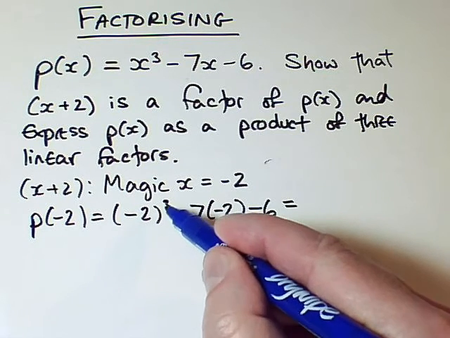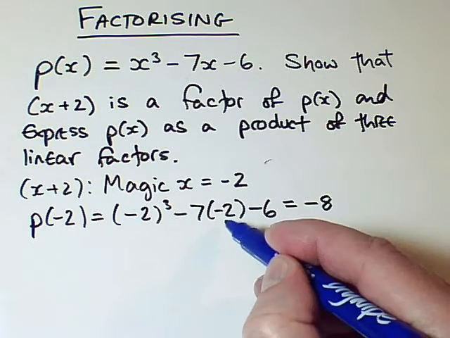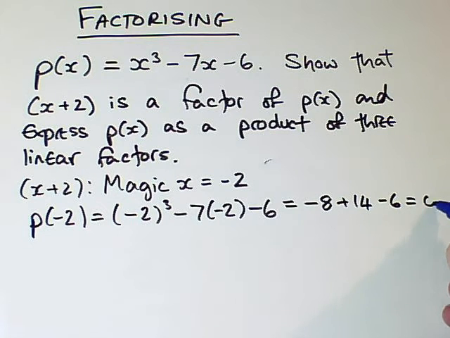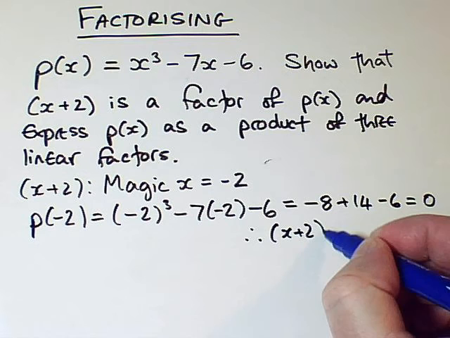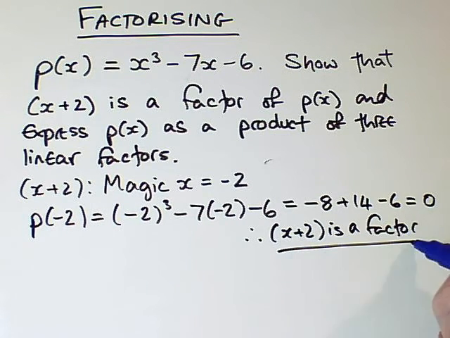A minus value cubed, odd power, means it stays negative, so that's minus 8. A minus times a minus is a plus. Take away the 6. We get 0, so that's what we wanted. So we can say, therefore, x plus 2 is a factor. We have to write down that conclusion.